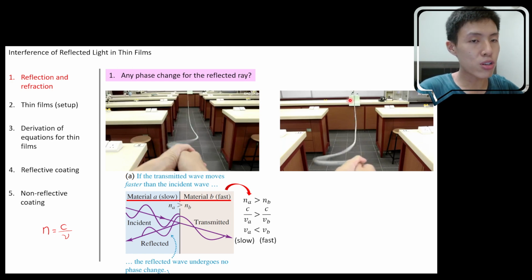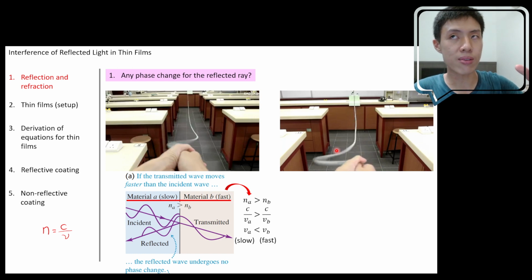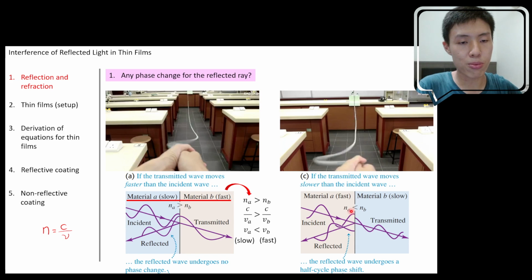Okay, but now because we fix it on a fixed end, if we send our wave on the right hand side, you come back on the left hand side. So essentially what happens is your wave is being flipped, your wave is being shifted. Okay, so what do we mean by shifted? It has been shifted by half a cycle. Okay, let's look at this diagram over here. So if the transmitted wave moves slower than the incident wave, meaning the incident is fast, the transmitted is slow, or in other words, you go from low index of refraction to high index of refraction.